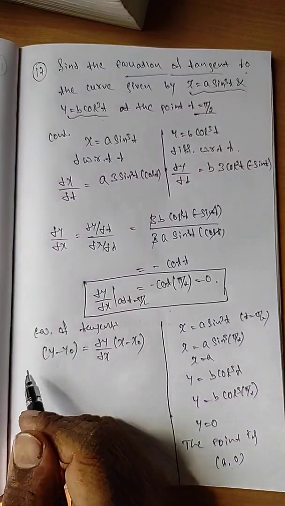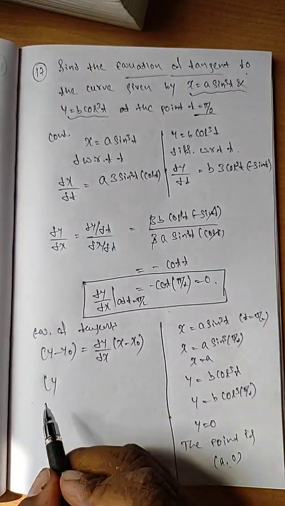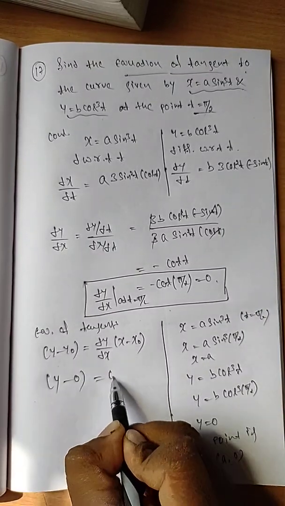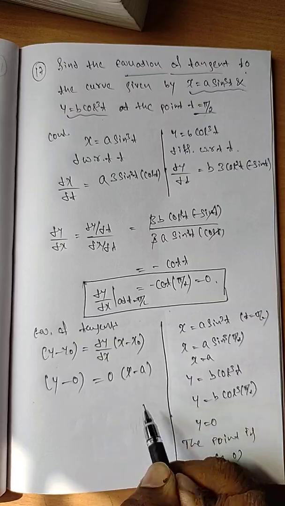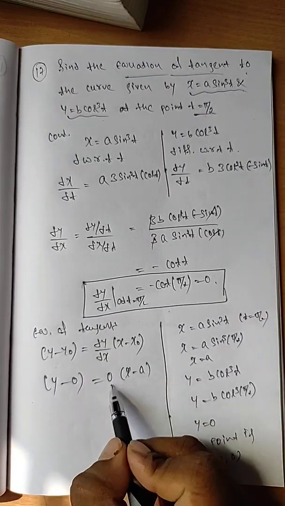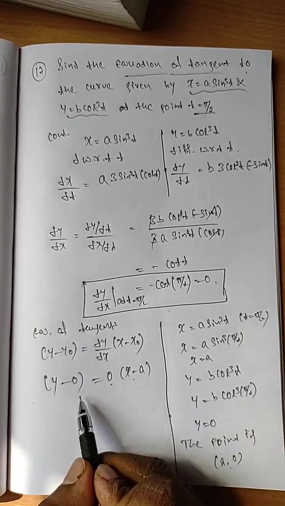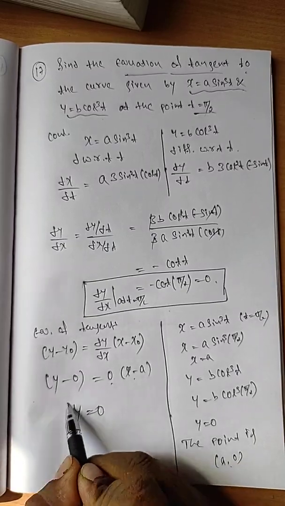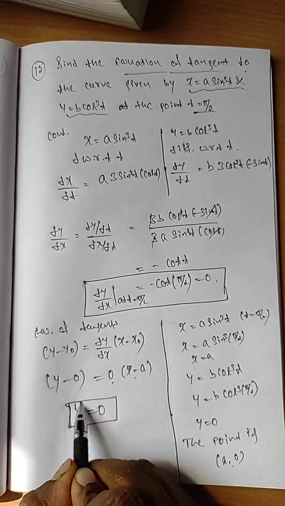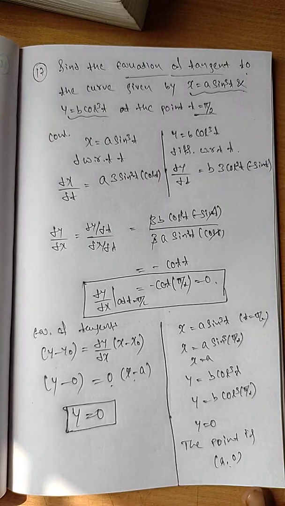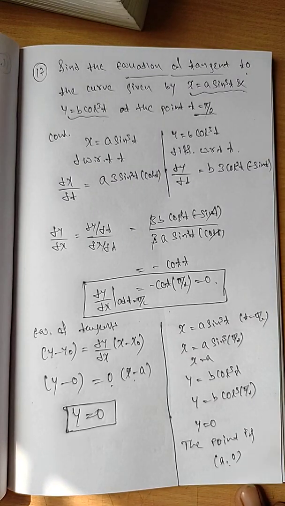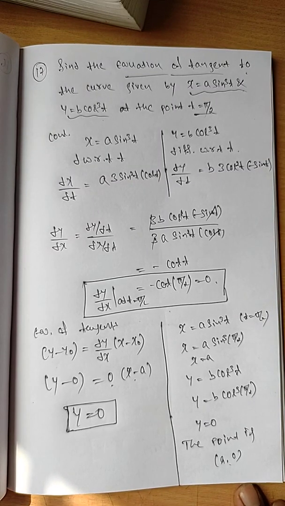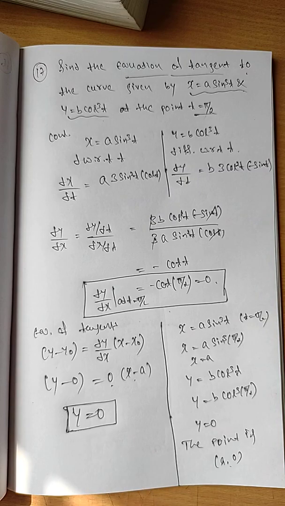Is it clear? So here y minus y naught is 0 and the slope is 0 and the x naught is a. 0 into anything is 0, y minus 0 is y, so y is equal to 0 is the equation of a tangent. So this is the equation of a tangent. Is it clear? Is it okay?